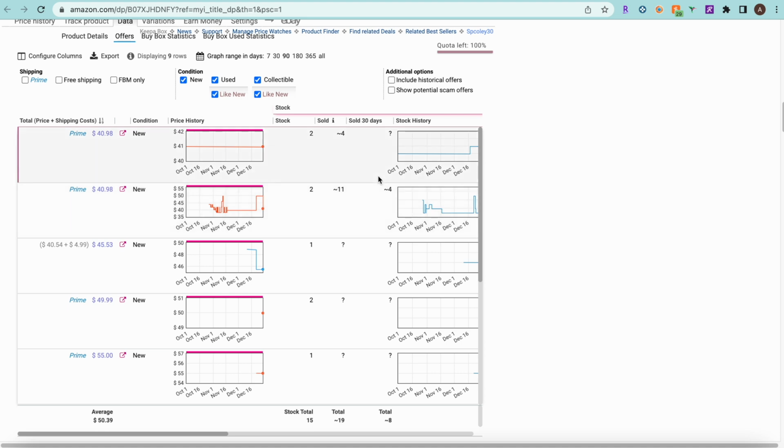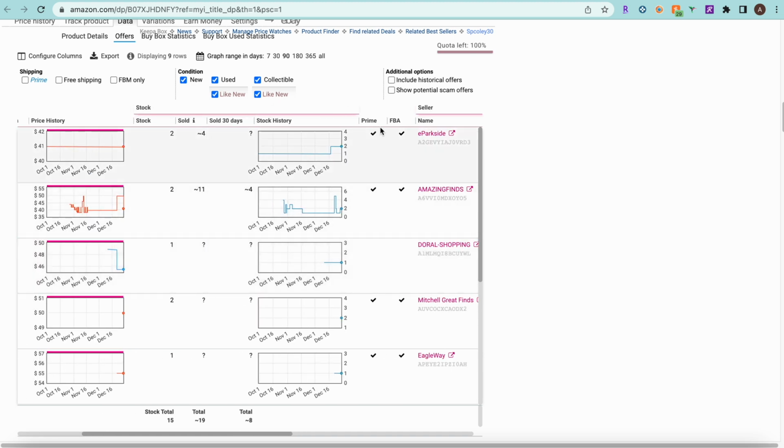Sometimes they are able to guess based on your stock counts, how many products they have sold in the last, you know, 30 days. And then you can understand if these people that are selling this product are selling FBA or if an FBM seller is still getting sales.